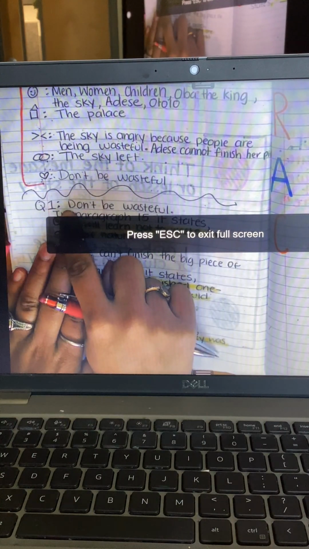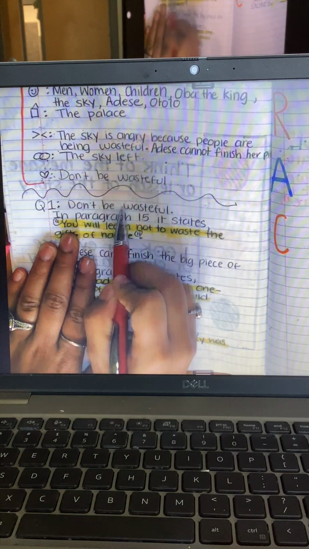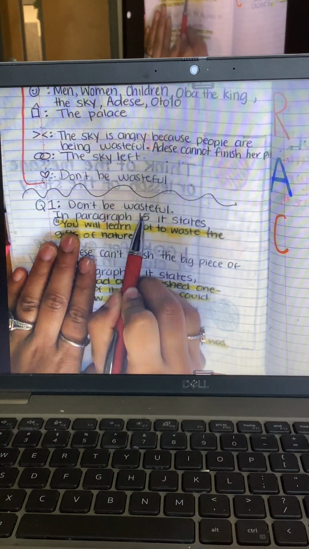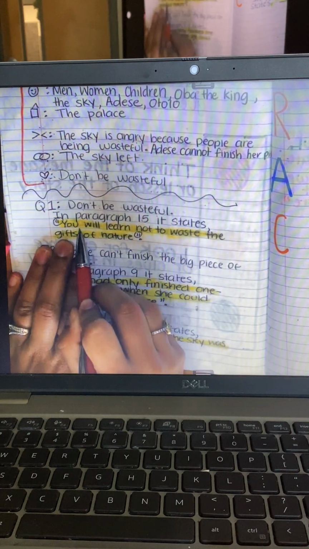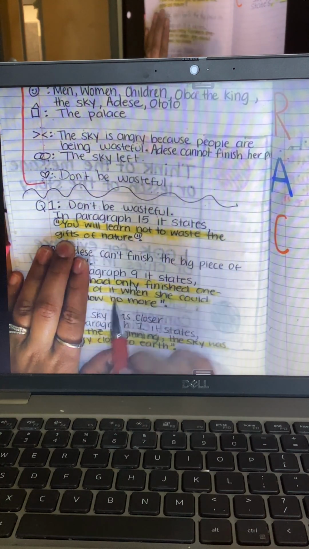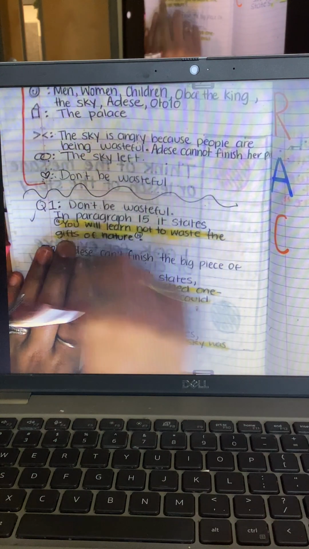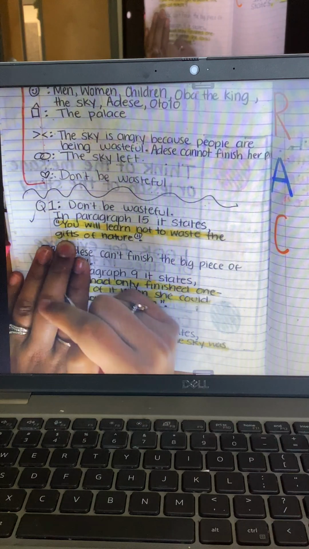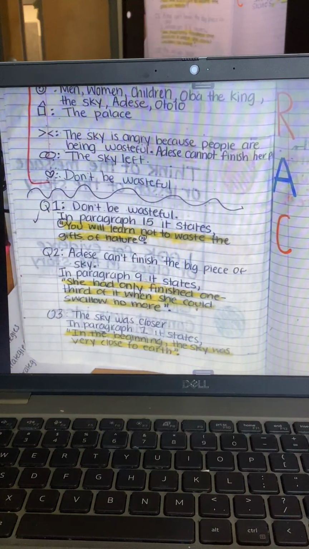So when I go back to my strategies, this is where I'm going to put question 1. I found my answer, don't be wasteful, right? That's my answer. How do I know? Because in paragraph 15, it states, "you will learn not to waste the gifts of nature." That's what it said. And that's how I got my question 1. See, so this part is teaching them how to go back to the story and find their answer in the story.